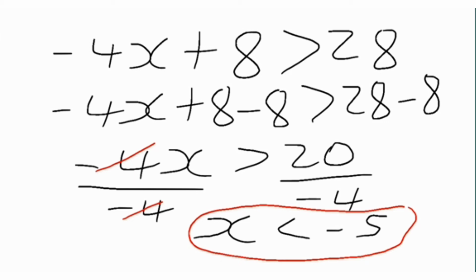Do you know the numbers that are less than negative 5? Negative 6 is less than negative 5. Negative 7, negative 8, negative 9, negative 10. All the numbers on the left hand side of negative 5 are less than negative 5. So x represents the numbers that are less than negative 5. All the numbers that are less than negative 5. Alright, let us represent it on a number line.